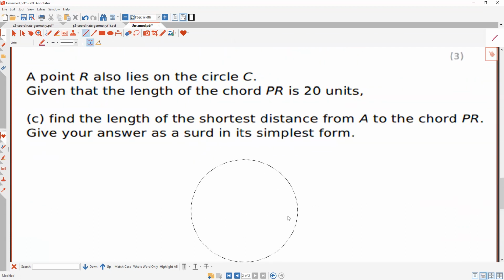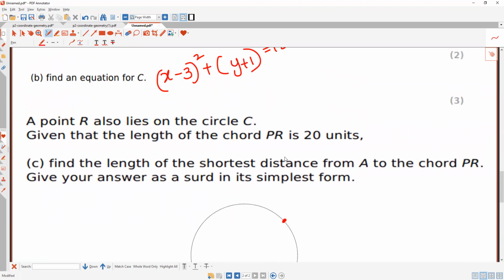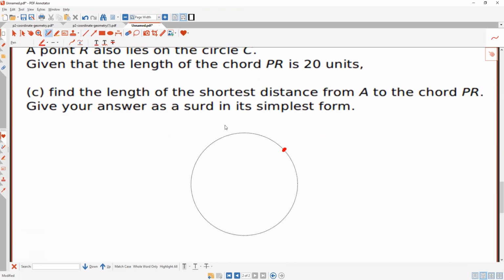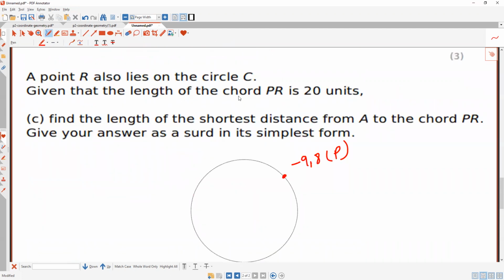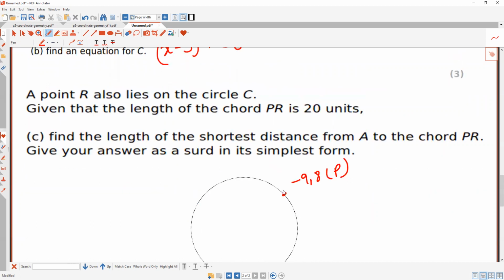Now, let's talk about P. P is some point over here. What is the point P? Point P is minus 9, 8. Fine. This is your P. Then they said R also lies on the circle. PR is 20 units. What was my radius we got, by the way? 15.